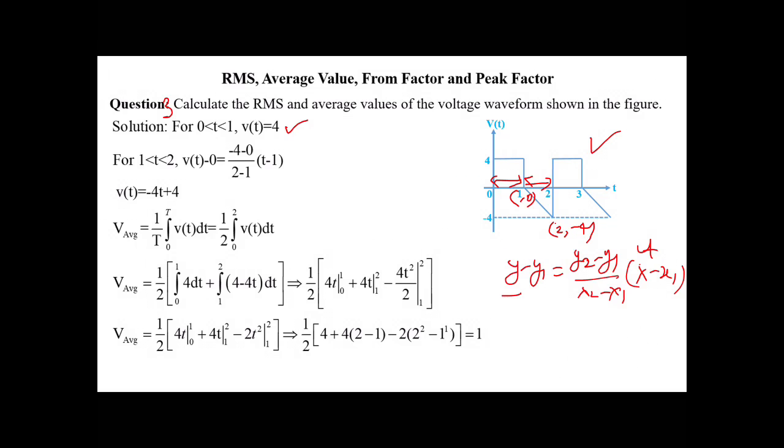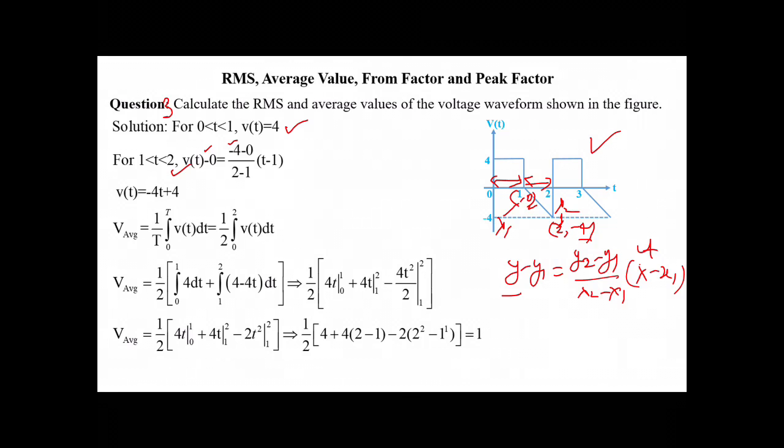So y is V(t), y1 is 0, y2 is -4, minus 0 divided by x2. The x2 value is 2 minus x1, multiplied by t minus 1, because x1 is 1 here. So after solving it, we get V(t) equals minus 4t plus 4.